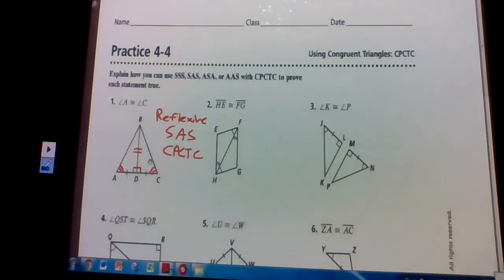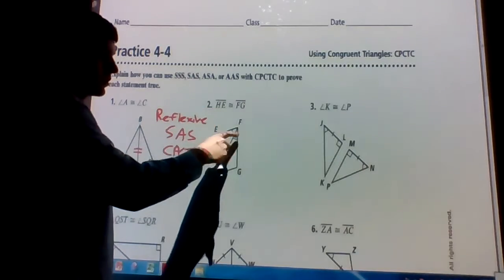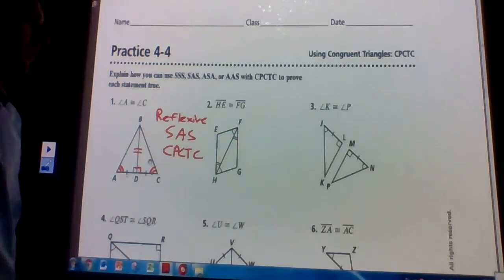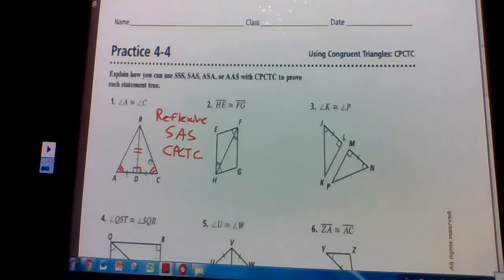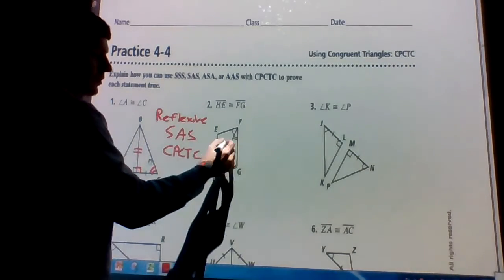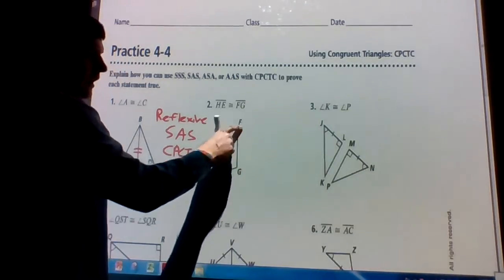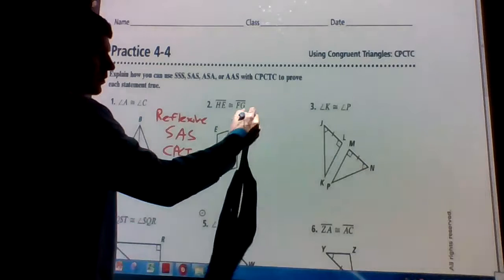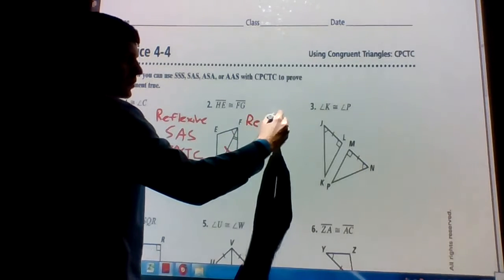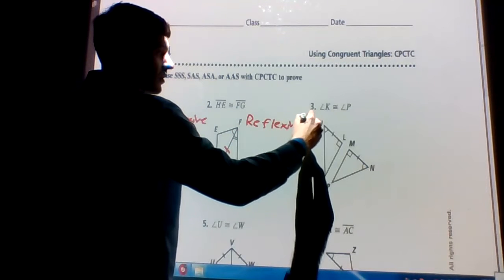Okay, second one. We want to prove that HE is congruent to FG. Okay, they're giving us two pair of angles that are congruent. If we go down the list, we don't have vertical, but we do have shared sides. So we fill in a hash mark here for our shared side. So HF is congruent to HF by the reflexive property. So we're using the reflexive property.